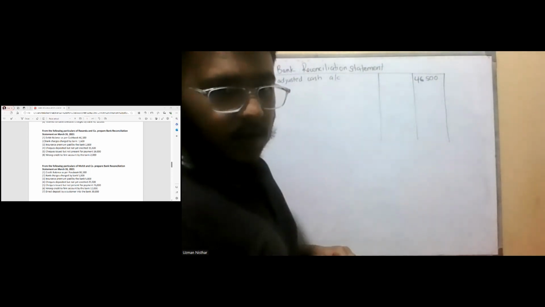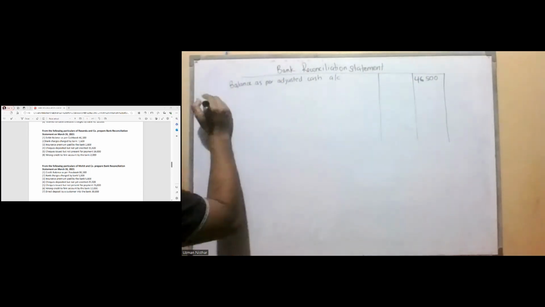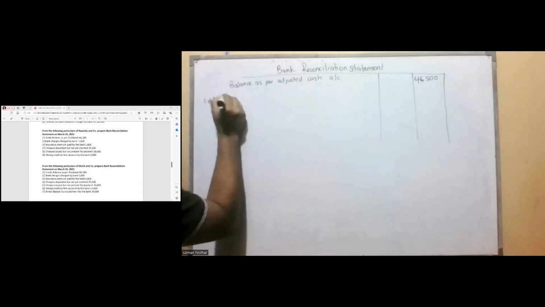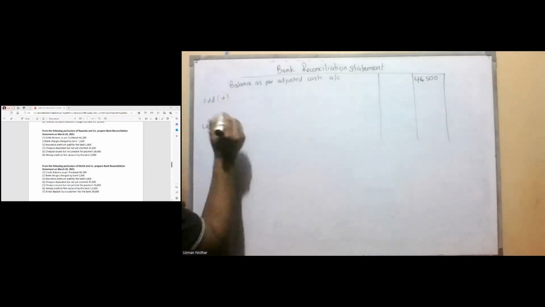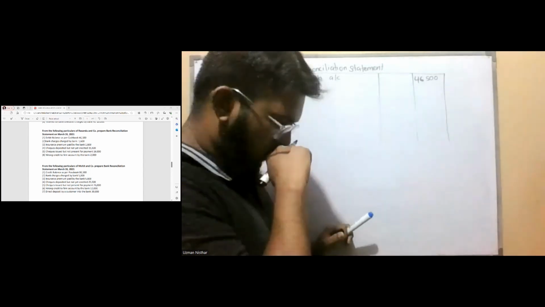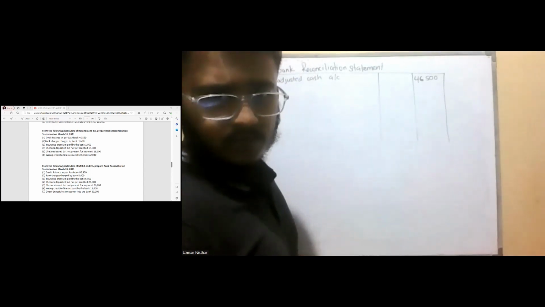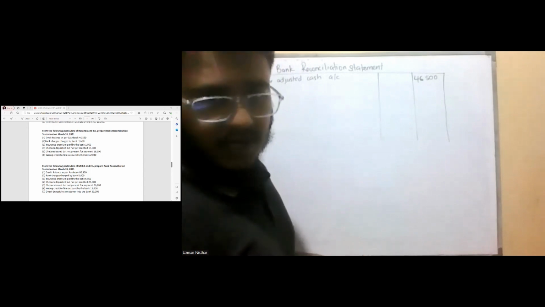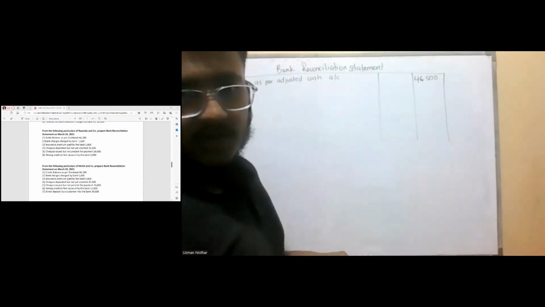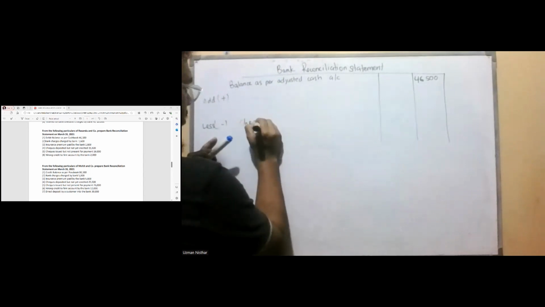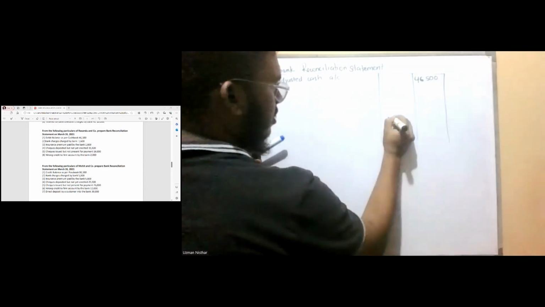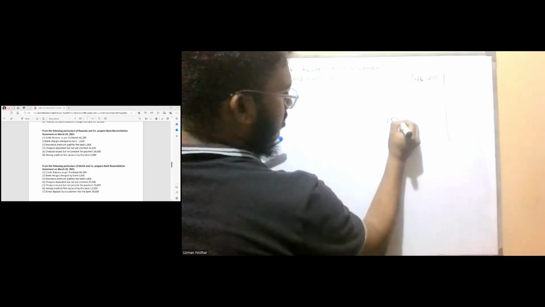Next one we have checks deposited but not realized. What's the amount? 15,500. There's no check number, so we just write checks deposited but not realized, 15,500.